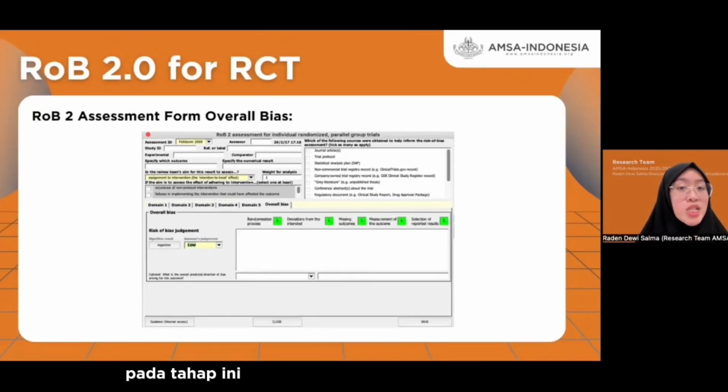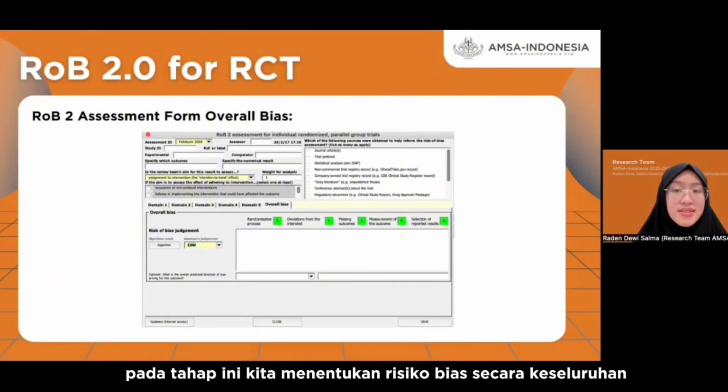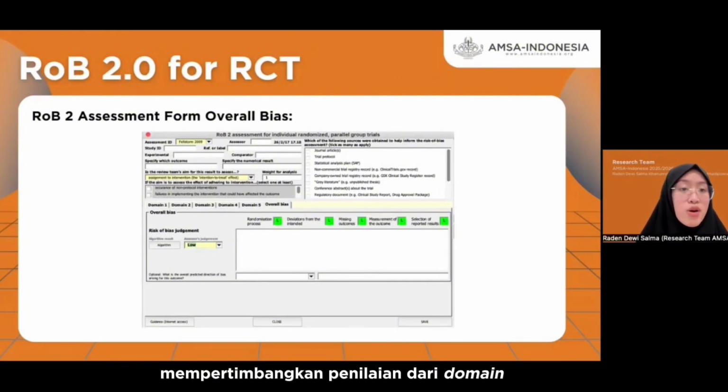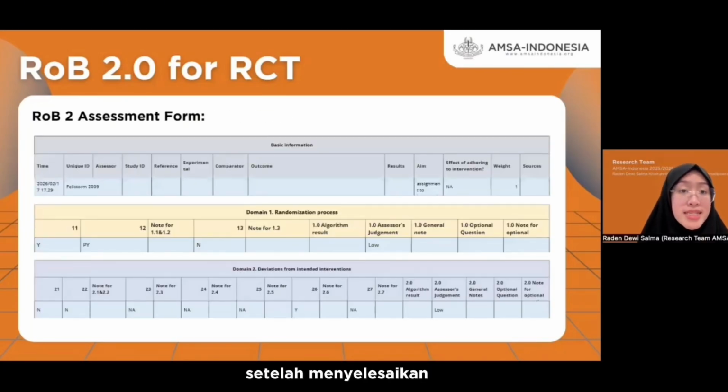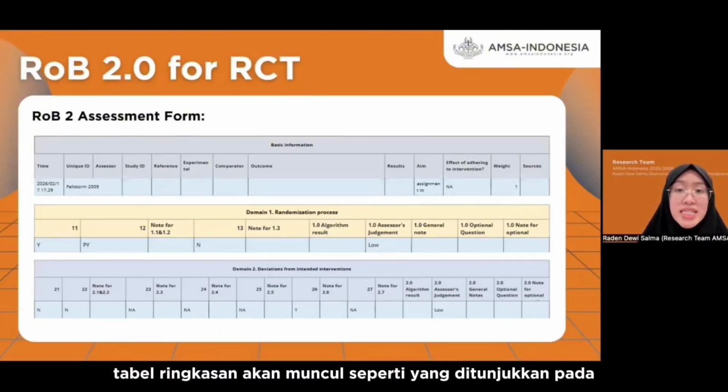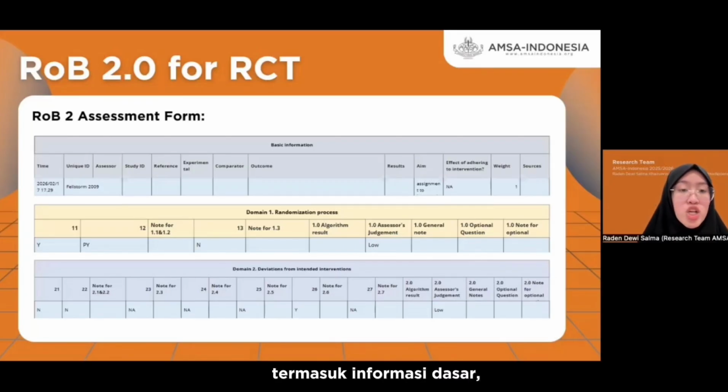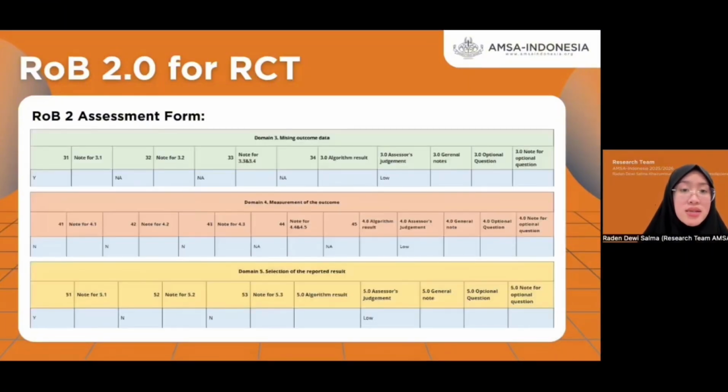At this stage, we determine the overall risk of bias, considering the assessments from Domain 1 through 5. The overall assessor judgment is low risk of bias. After completing the assessment, click Save. A summary table will appear, shown in slides, including basic information, Domain 1 randomization process, Domain 2 deviations from intended interventions, Domain 3 missing outcome data, Domain 4 measurements of the outcome, Domain 5 selection of the reported result.